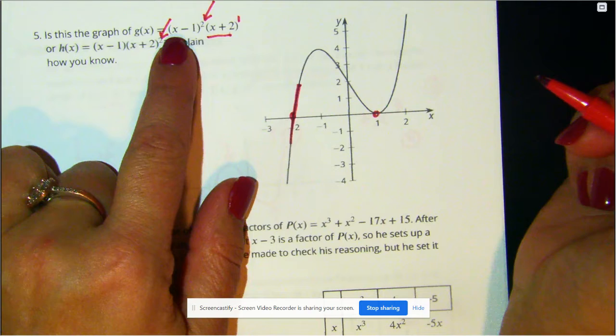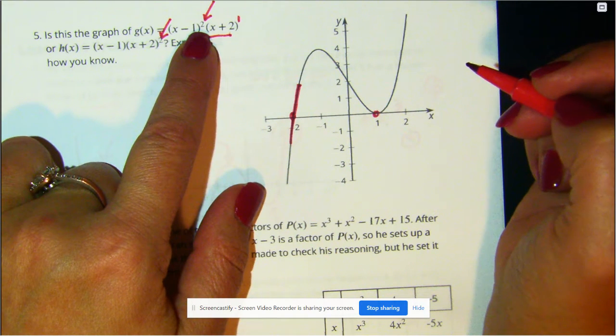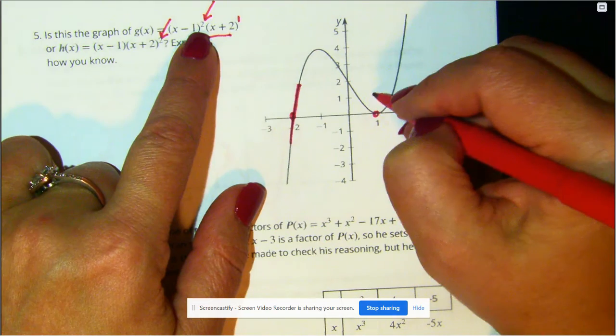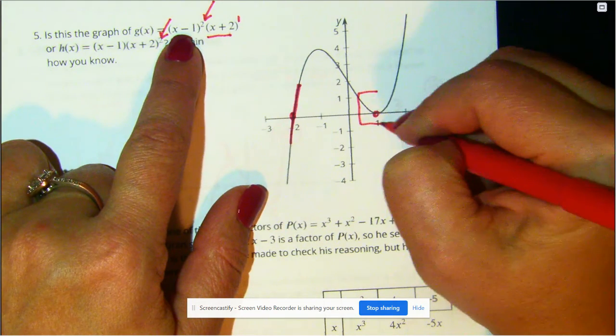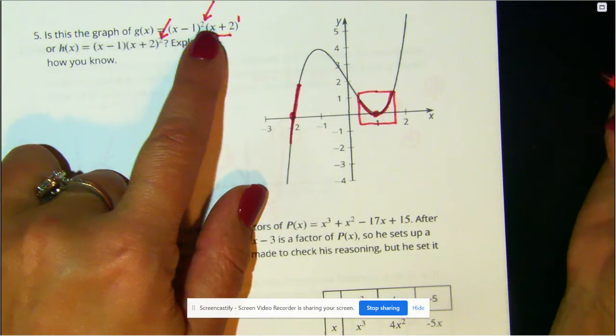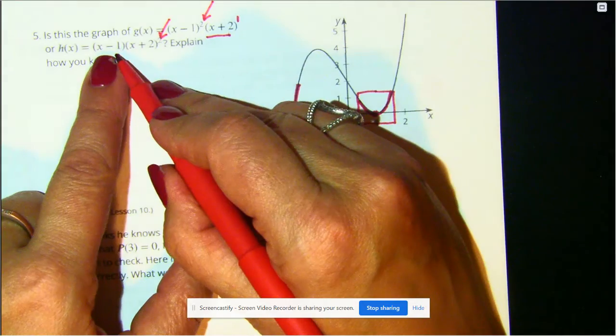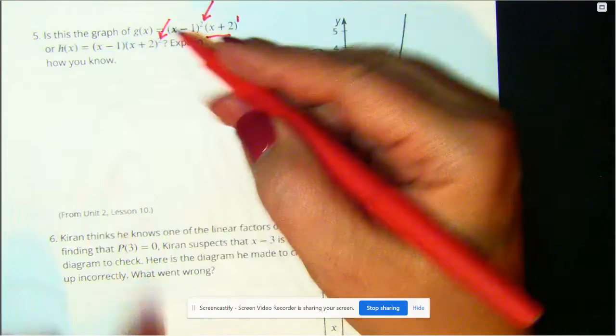And this one is squared. That means it's going to behave like an x squared, which is a curve at that number. See how it's bouncing off because of the 2. So this one is correct. This one is not, because there's only one of these. That's saying it would look like this.